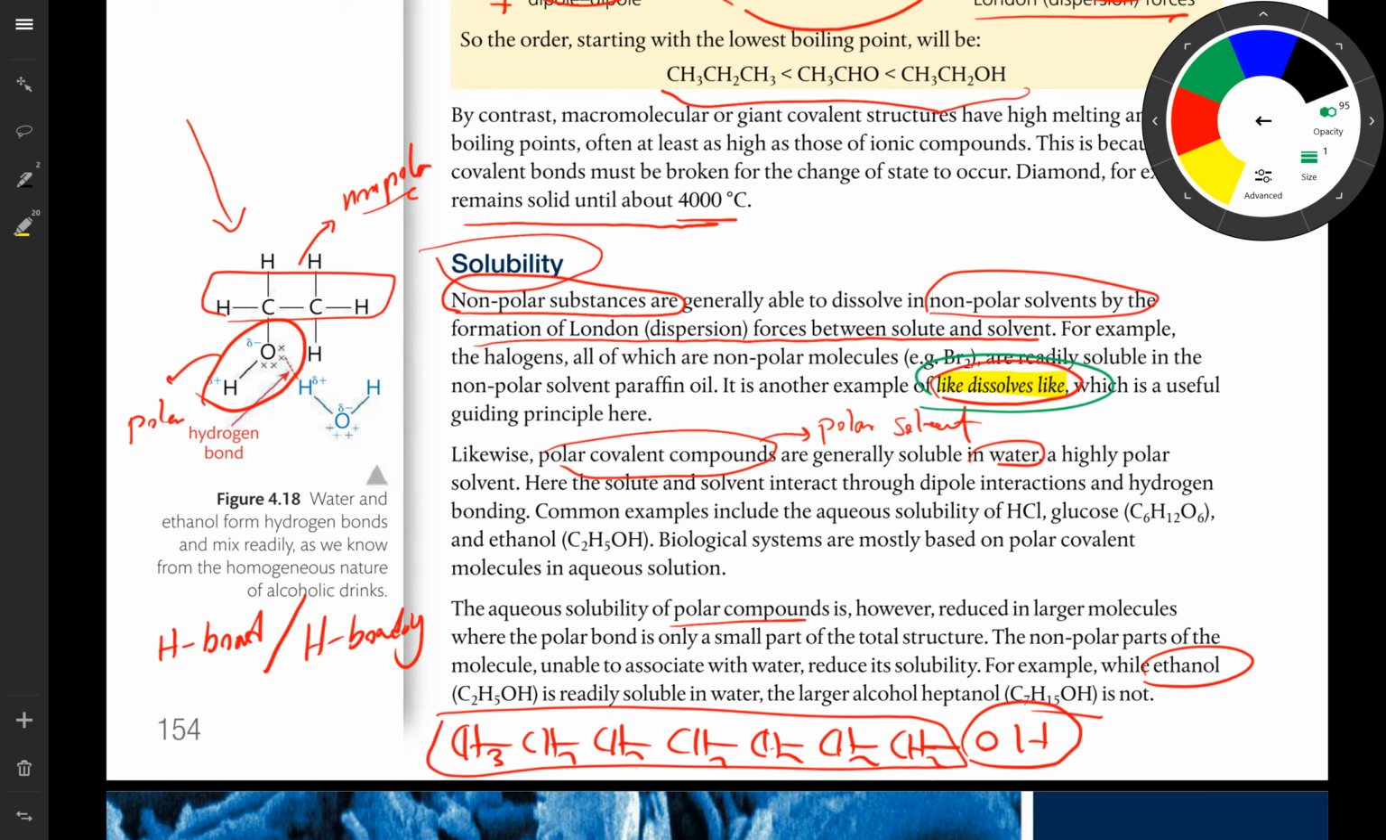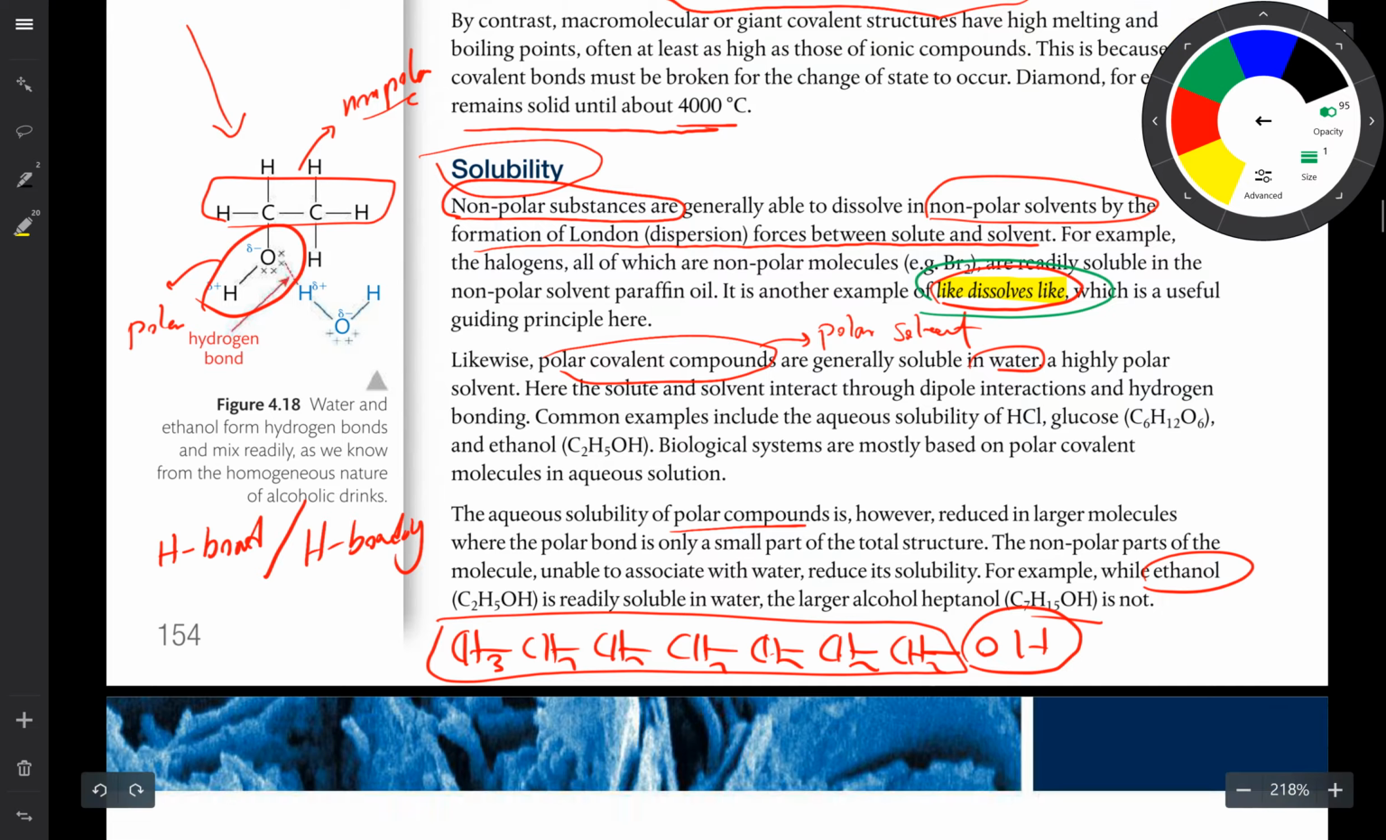But if the solute is polar, it cannot be dissolved in a non-polar solvent, because the solute molecules are held together by strong dipole-dipole attraction. There is not a big interaction between the polar solute and the non-polar solvent. And the same thing, you cannot dissolve a non-polar solute in a polar solvent, because the polar solvent molecules are held together by dipole-dipole attraction, and the attraction between them and the solute is very limited.